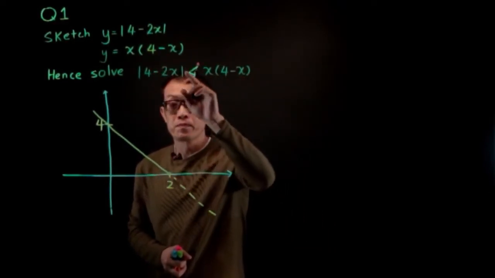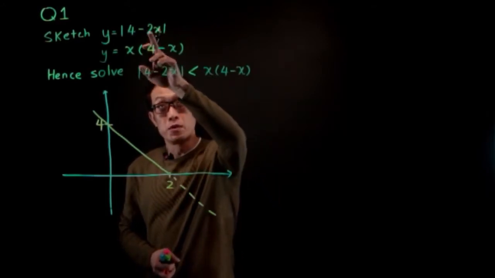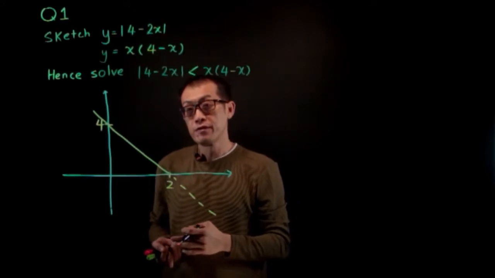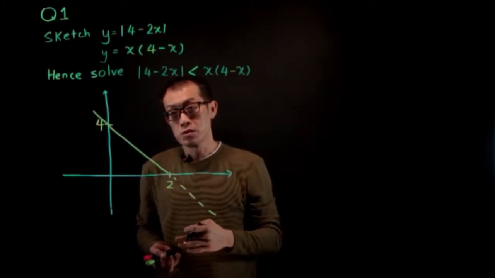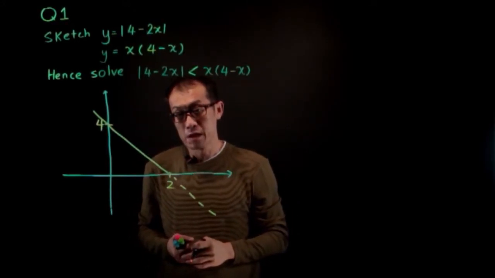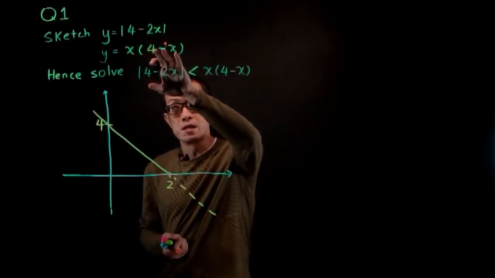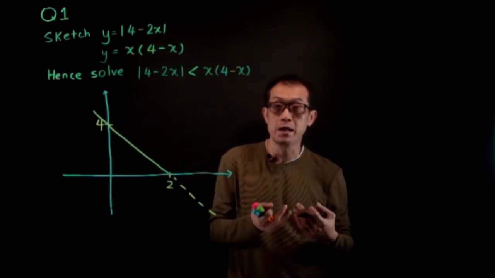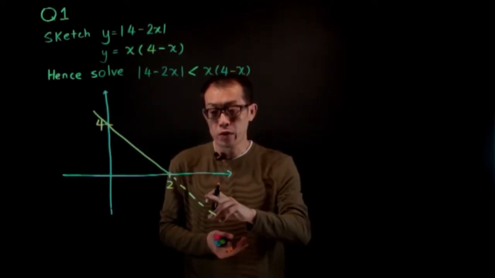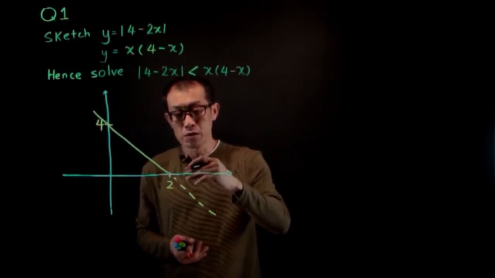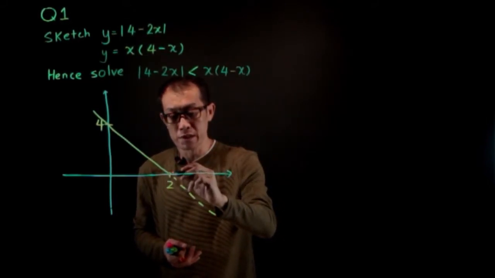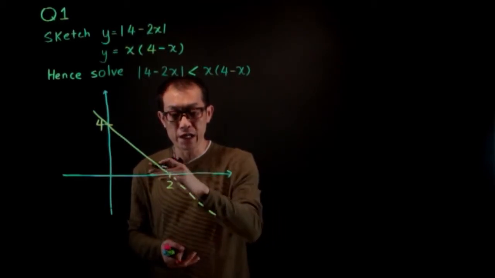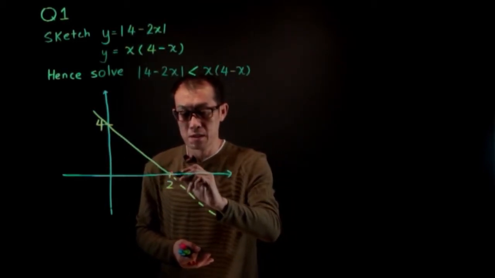Now, what does modulus mean? Modulus means you take the absolute value of it. If it's a negative value, you take the positive value of it. Take for example, if 4 minus 2x gives the value of minus 3, it becomes 3. So when this is negative, you take the positive value of it. So this portion of the resulting graph will be the reflection about the x-axis.